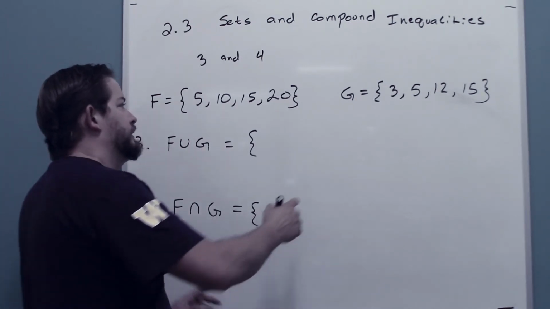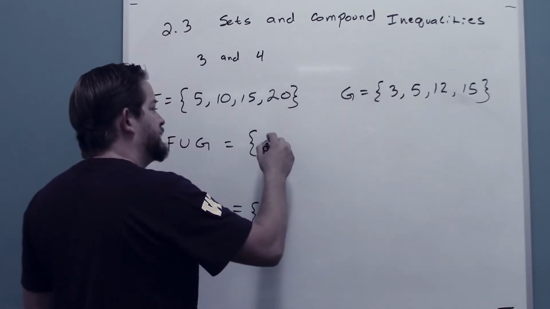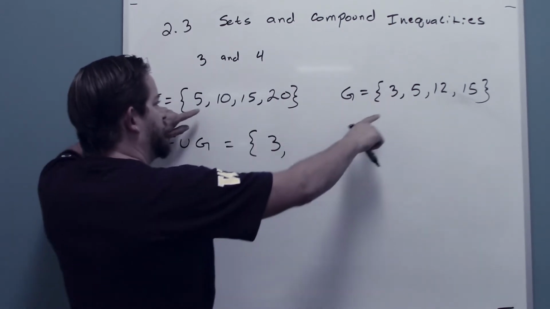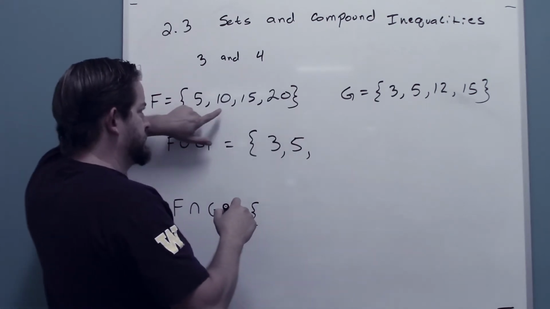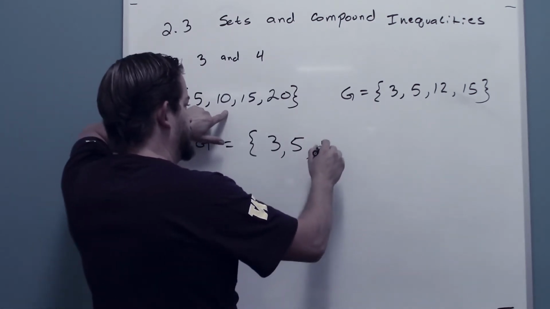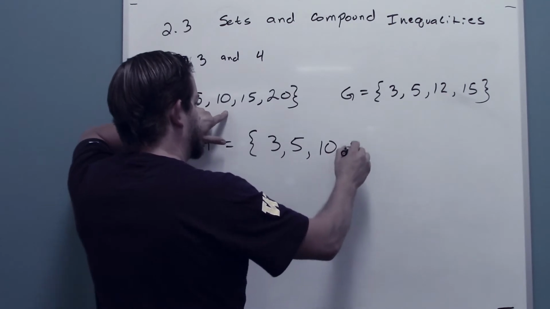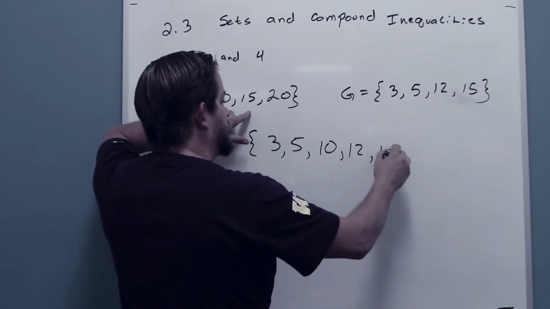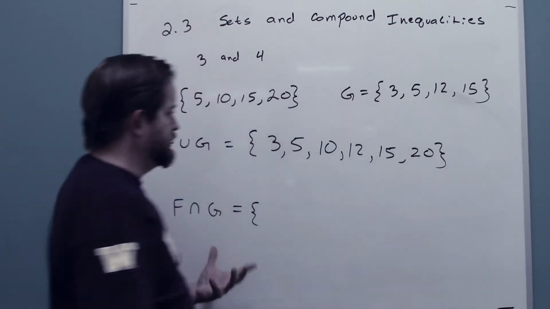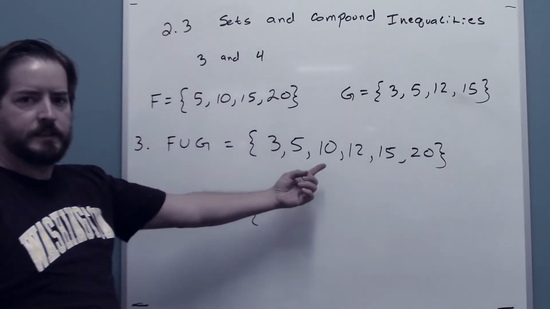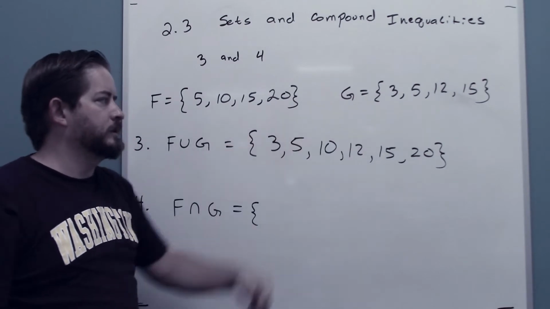And so I'm gonna look here, I've got a 3, I've got a 5 that appears in both, but again I'm only going to write it once. The next largest number is this 10, and then the 12, and then a 15 is in both, and then 20, right? So that's the union, is all of these numbers that are here and or here.